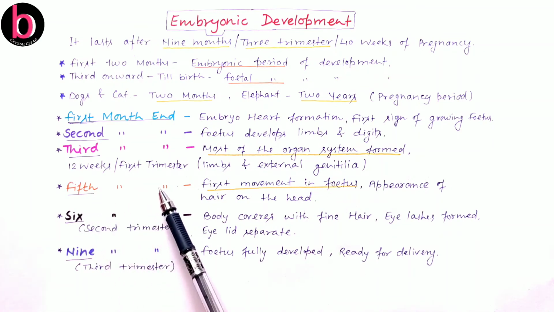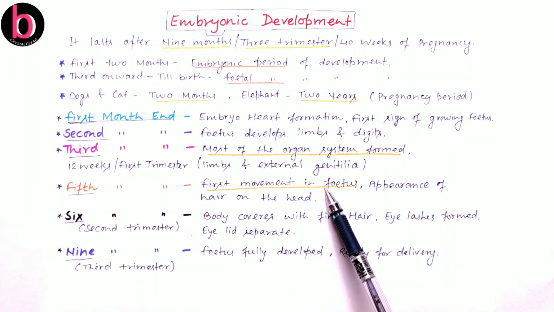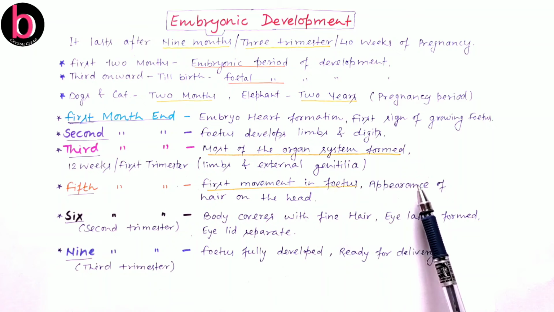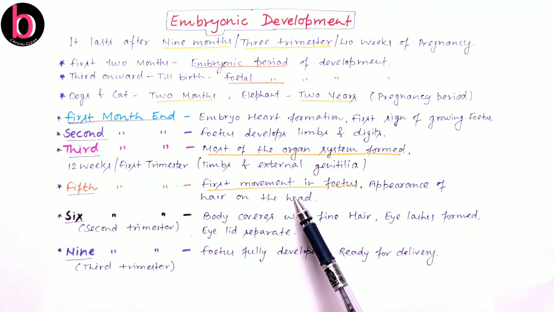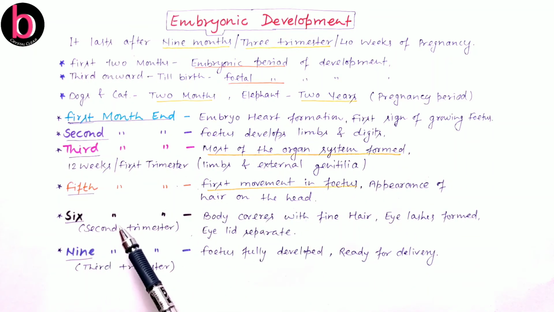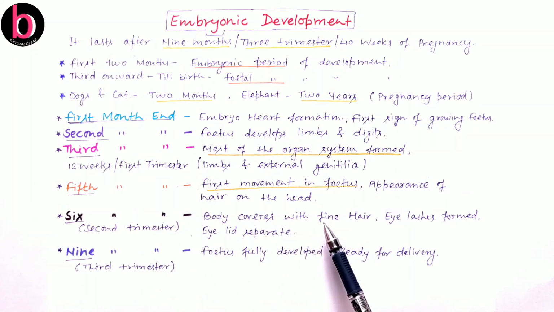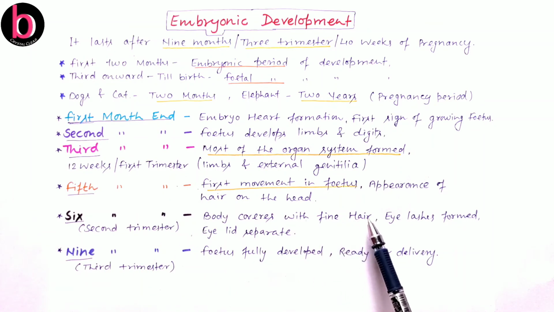At the end of the fifth month, there will be the first movement of the fetus as well as appearance of hair on the head region, while at the end of 6 months the body is covered by fine hairs, eyelashes are formed and eyelids are separated, while at the end of 9 months, that is after the third trimester, the fetus is fully developed and ready for delivery, that is parturition or childbirth.